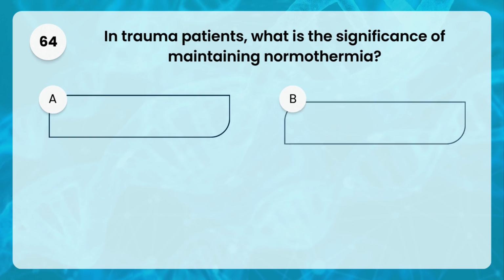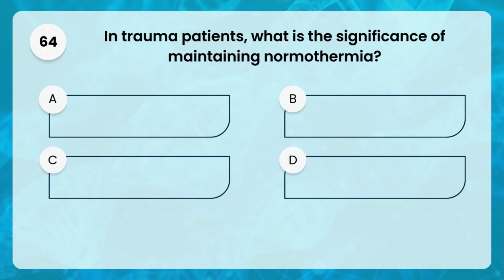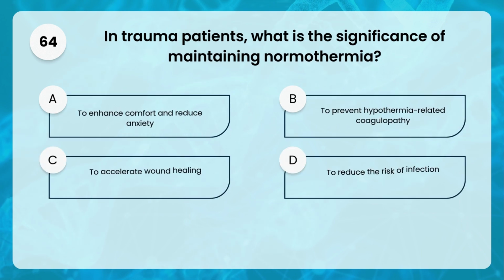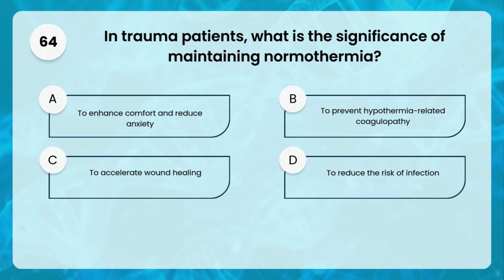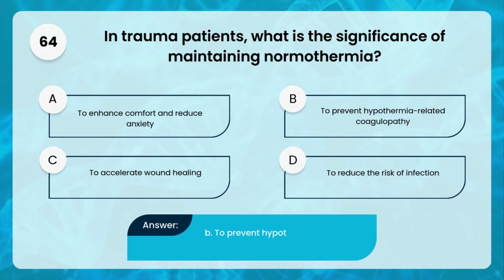64. In trauma patients, what is the significance of maintaining normothermia? A. To enhance comfort and reduce anxiety. B. To prevent hypothermia-related coagulopathy. C. To accelerate wound healing. Or D. To reduce the risk of infection. The answer is B. To prevent hypothermia-related coagulopathy.